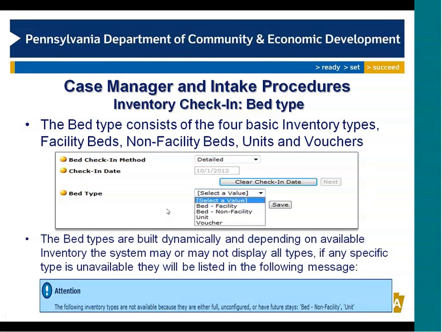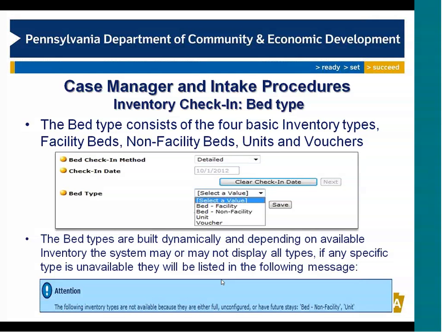Any bed type that is pulled out of the bed type list, it'll flash a message if any of them are removed, and it'll say the following inventory types are not available because they're full, unconfigured, or future stays have been noticed. And then it'll show the bed type.